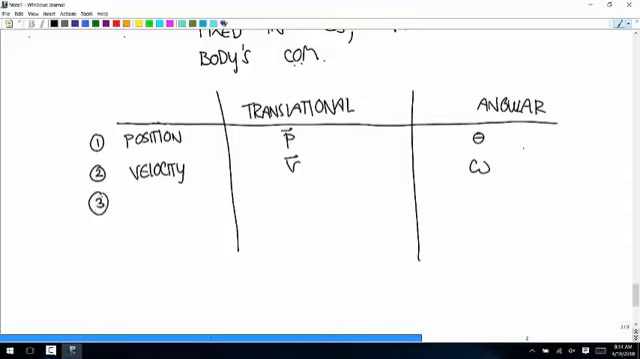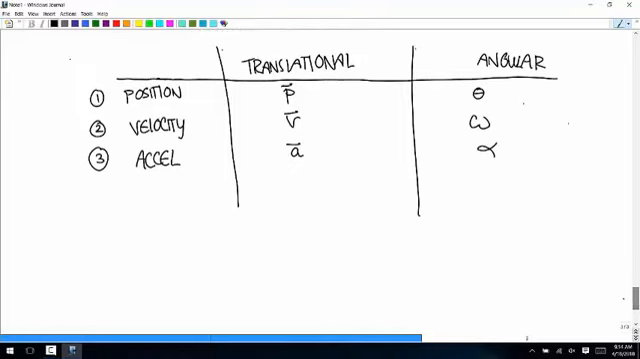Third, acceleration. So that's the vector a, the translational acceleration. Angular is alpha. And now we get to the kinetic things. Time is the same for both, so I'm not even going to write that. But now we get to loads.